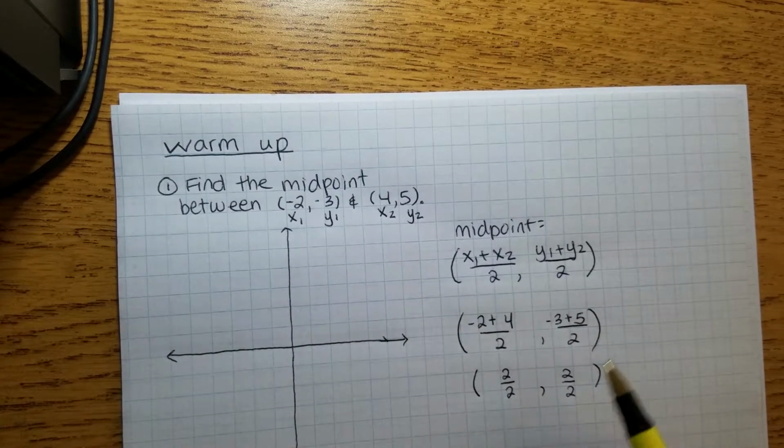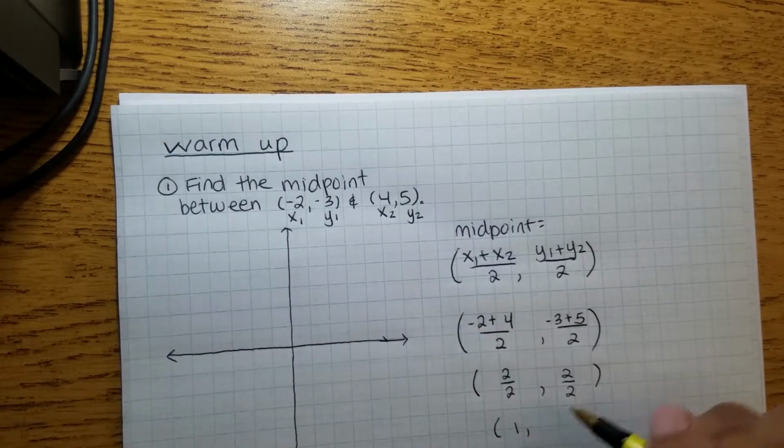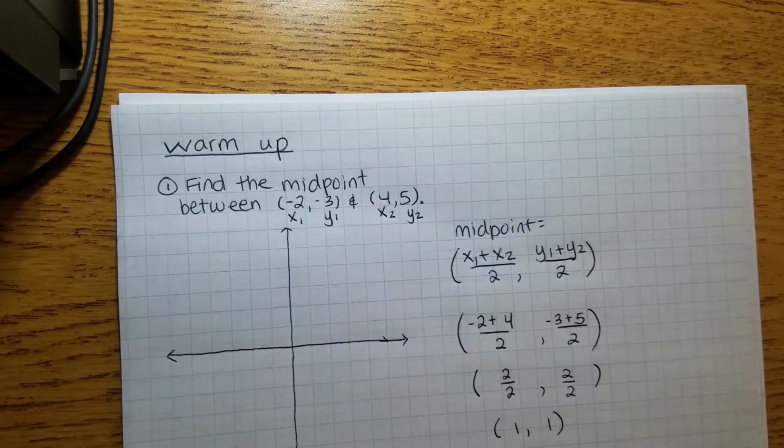Alright, what's 2 divided by 2? 1. And this is the same. So then we know that our midpoint is going to be at the coordinate 1, 1. And we can graph it. Where should the midpoint be? If I have a line segment, where should the midpoint be? In the middle. Okay, so let's try it out.